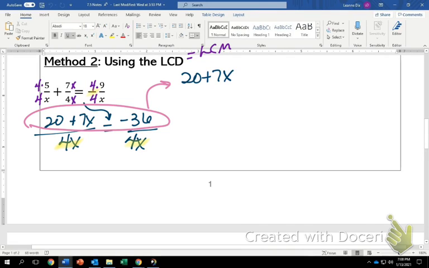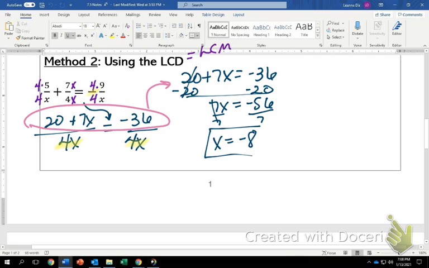20 plus 7x is equal to negative 36. All right, I'm going to subtract 20 on both sides. I get 7x is equal to negative 56. Divide by that 7, and I get x equals negative 8. And that is our final answer.